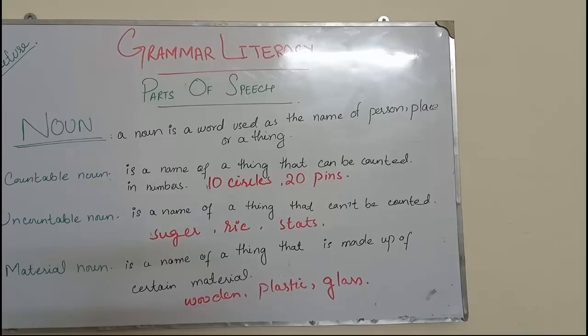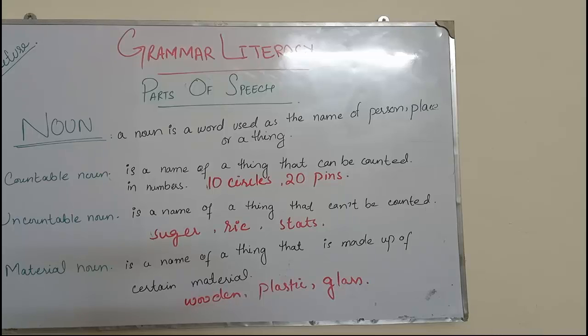A countable noun is the name of a thing that can be counted in numbers, that is, 10 circles, 20 pins. You can count them, like the 5th, 6th, 7th: we have already learned about the first 4, and this is the 5th one, this is the 6th one, this is the 7th one. Or you can count the words here, how many words are written on the board. Or you can count things, like one clock, one duster, 2 or 3 markers. The first color is green, the second is black, the third is red, or 1, 2, 3. Anything you can count, or that has the quality of being counted, is called a countable noun.